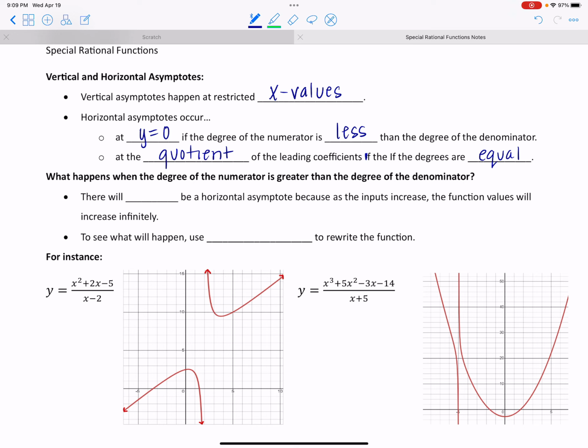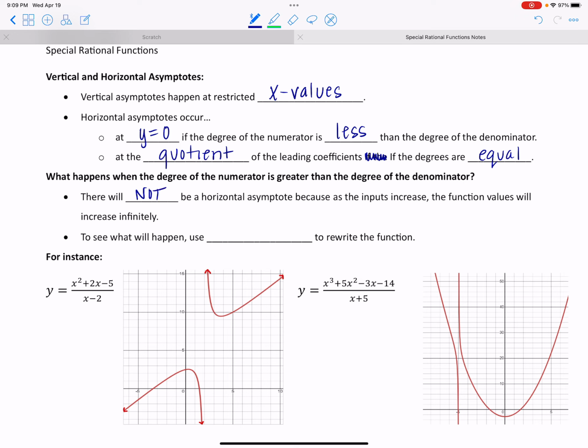Don't mind the typo. Okay, now, what happens when the degree of the numerator is greater than the degree of the denominator? Because those would be the three cases when you're comparing degrees. We said, well, if the top is less, it's going to be at the x-axis. If the top and the bottom are equal, we're going to find the quotient of the leading coefficients. If the top is greater than the bottom, then there will not be a horizontal asymptote.